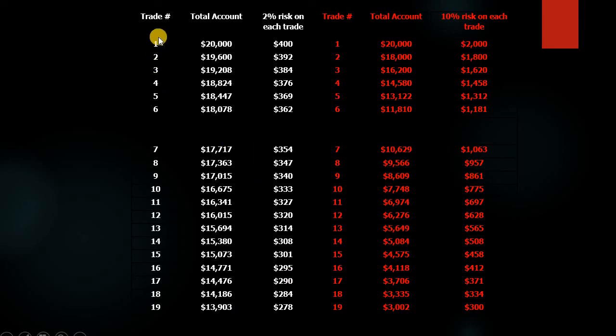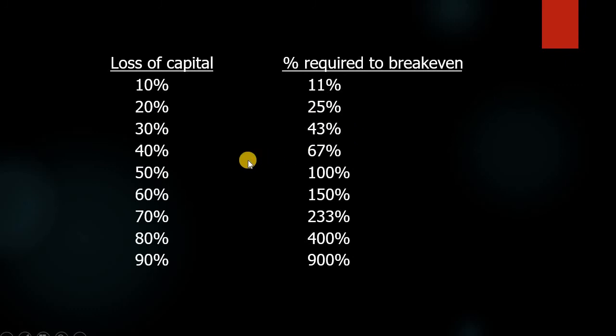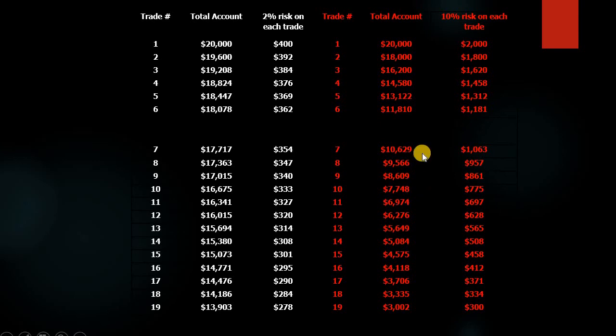Now consider this: after 6 losing trades, which is very practical and possible, this trader is still having 18,000 out of the $20,000, while this trader has lost almost half of his equity after just 6 losing trades. So like we said, that trader will require about 100% to get back to break even, which is usually very difficult. I believe that this concept is clear to you.